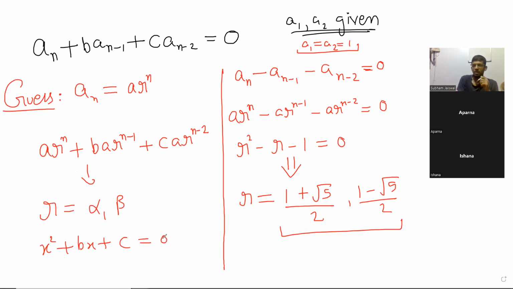That is what you will get. It's the same thing. So this is 0. So when you cancel the a and the r to the n minus 2, you will get the quadratic. Its roots will be what r will be. Okay. Right.